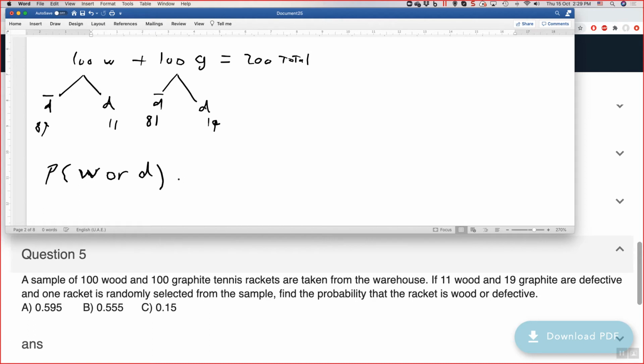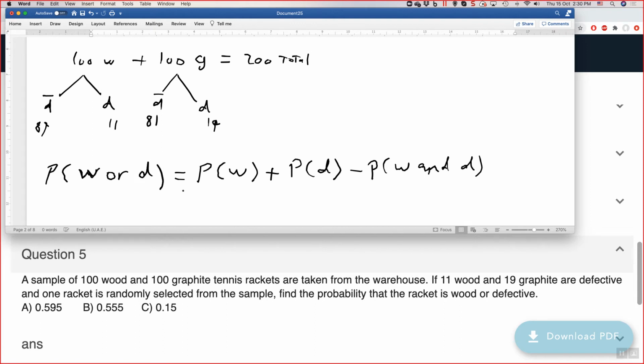So that's the question. So the first thing that maybe comes to your mind, I'll just apply the rule. Okay, so it's the probability of wood plus the probability of defective minus the probability of being wood and defective.